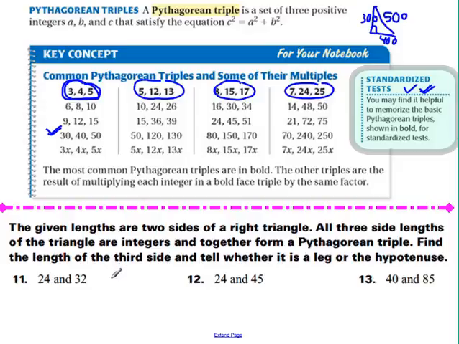We'll take a look at this. It says that given the lengths of two sides of a right triangle, all 3 side lengths of the triangle are integers and together form a Pythagorean triple. Find the length of the third side and tell whether it is a leg or a hypotenuse.